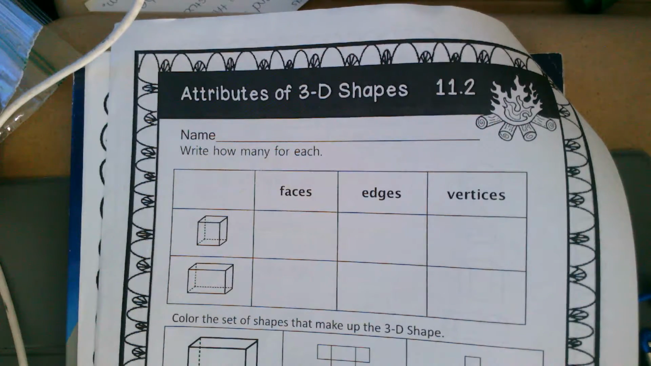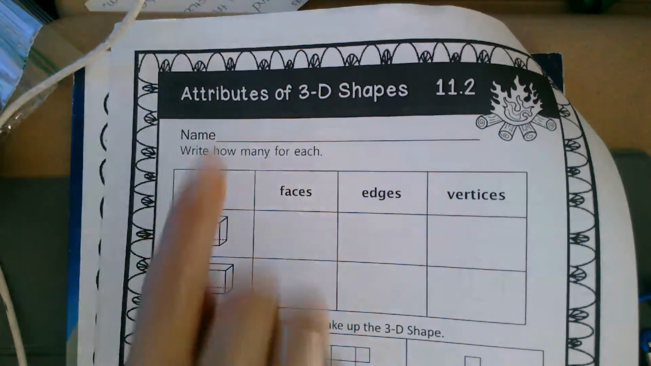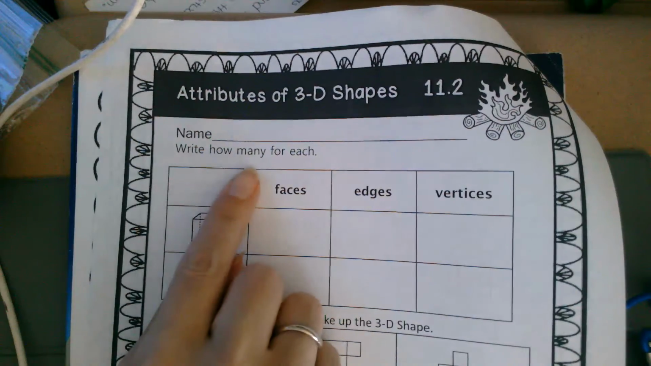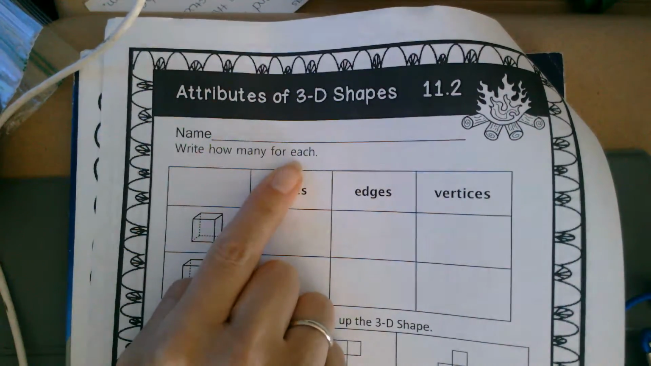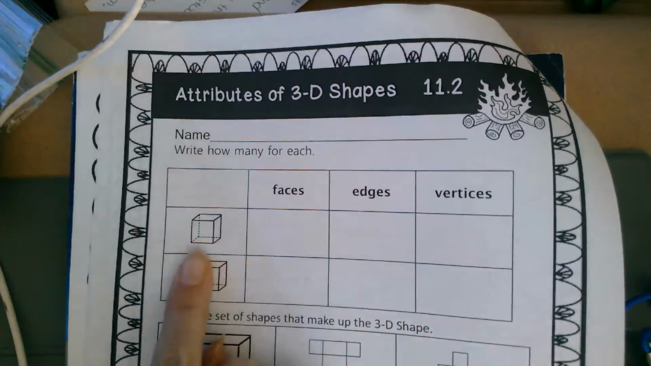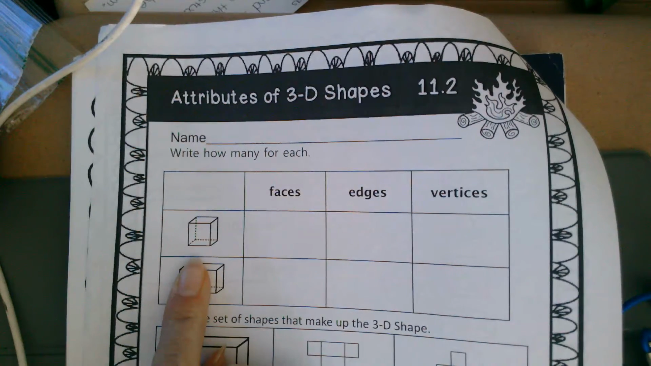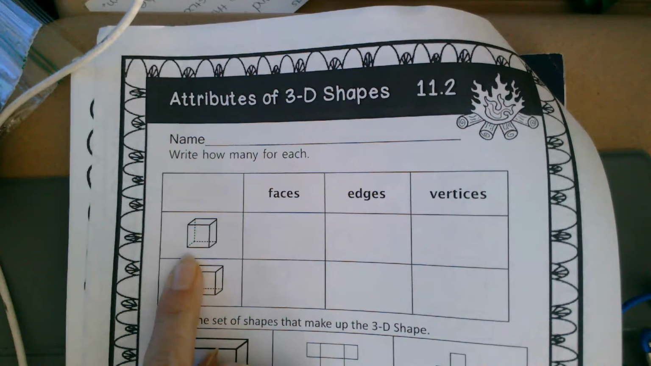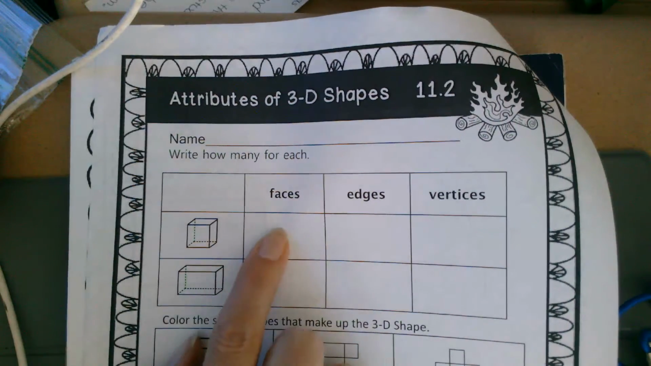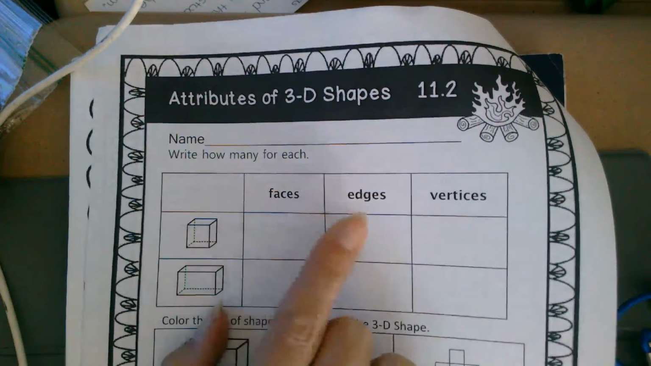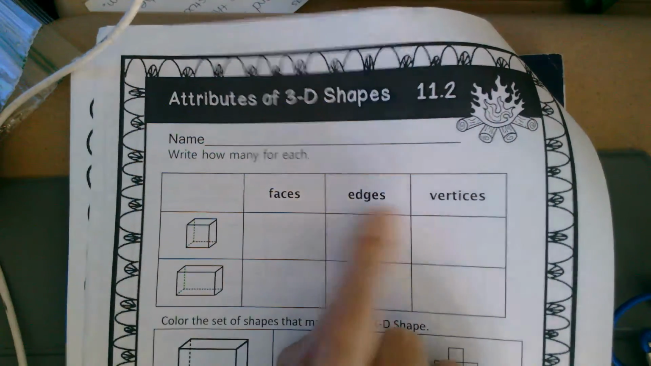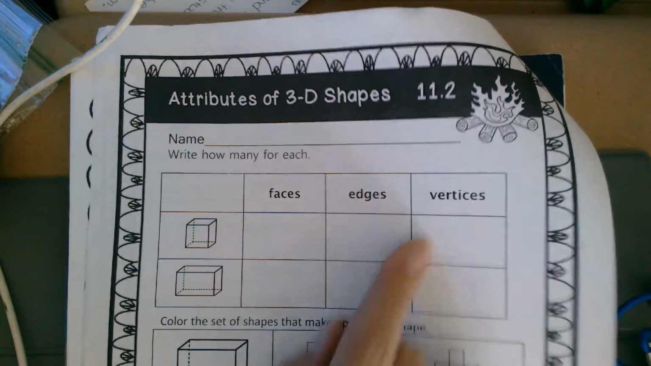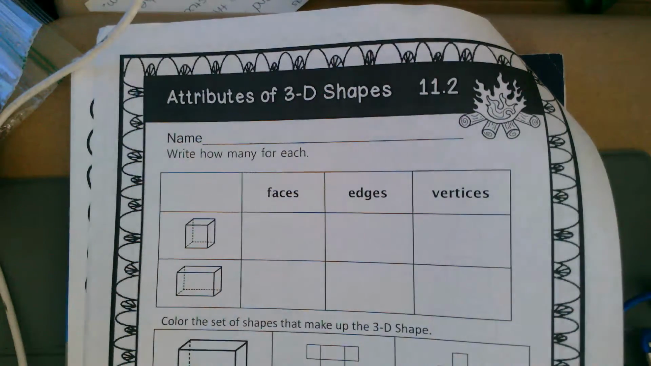Our first job is we're going to write how many for each. So here they show us a picture of a cube. What I would like you to do is push pause on the video and write down how many faces, how many edges, and how many vertices there are on a cube.